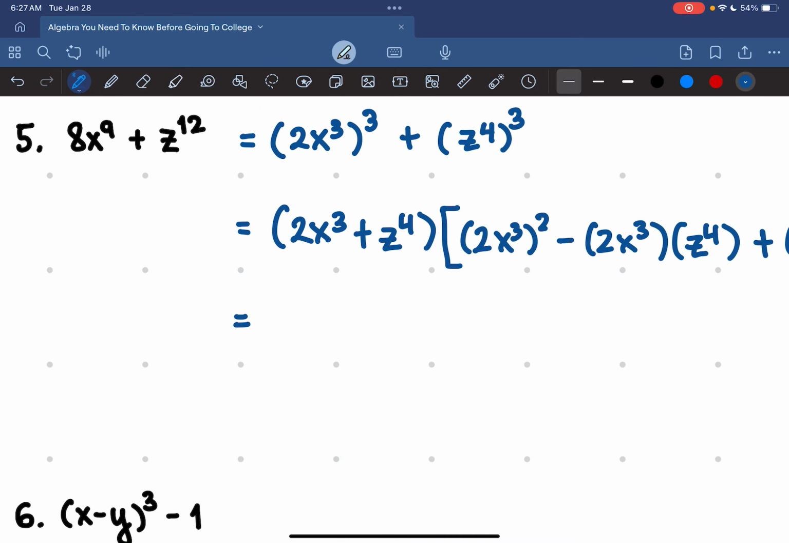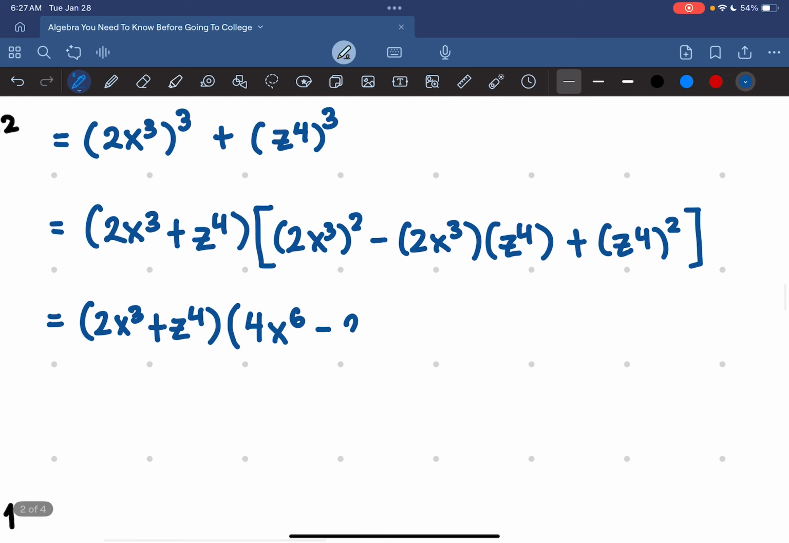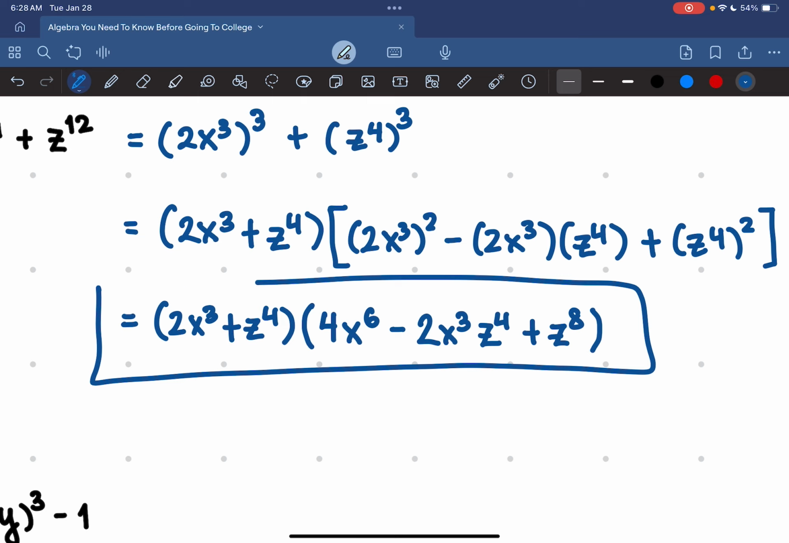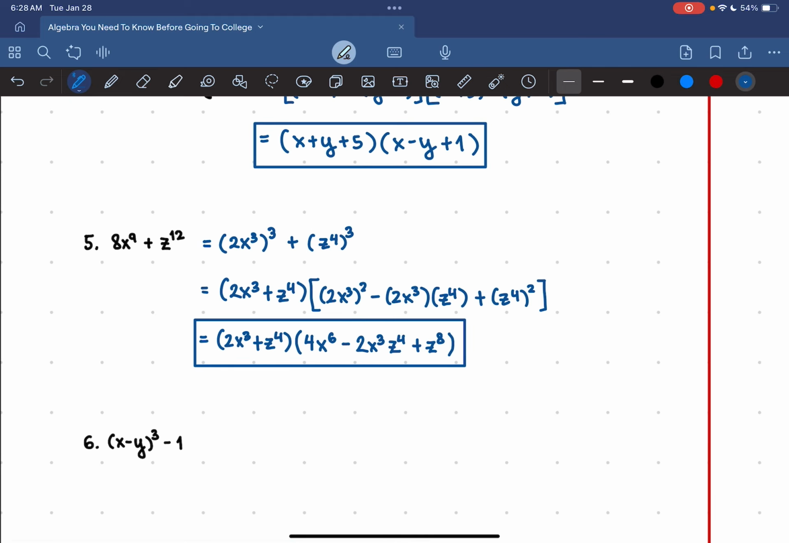So we will have here, just copy the first, and then for the second one we'll have 4x raised to 6 minus 2x cubed z raised to 4 plus z raised to 8. I hope that is correct, and that's basically it. There. Good. Okay, so that's how you apply it.